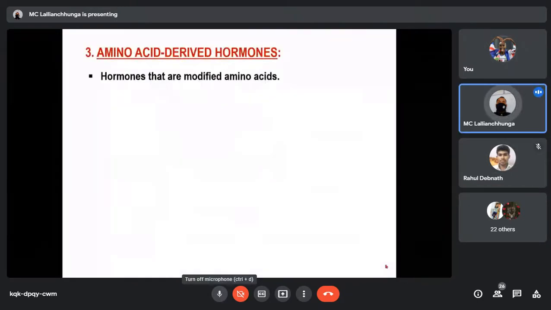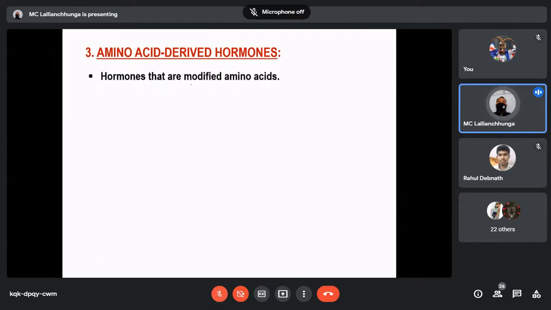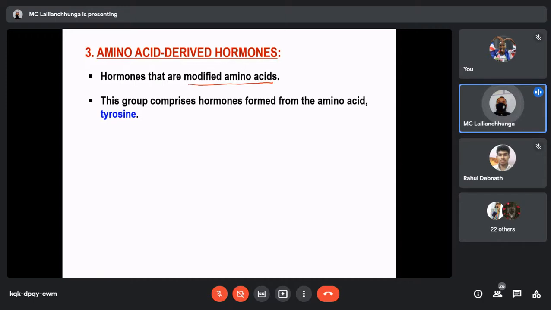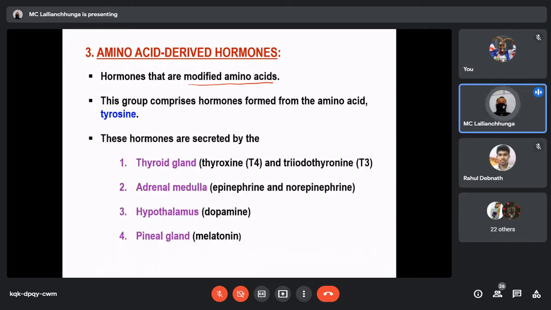Now the last one: hormones that are modified amino acids. This group comprises hormones formed from the amino acid tyrosine. Tyrosine is the amino acid present here, but it is not totally an amino acid. These hormones are secreted, number one, by the thyroid gland. The thyroid gland produces the thyroid hormones such as thyroxine, also known as T4, and triiodothyronine, also known as T3.